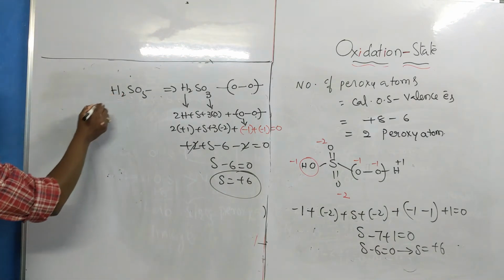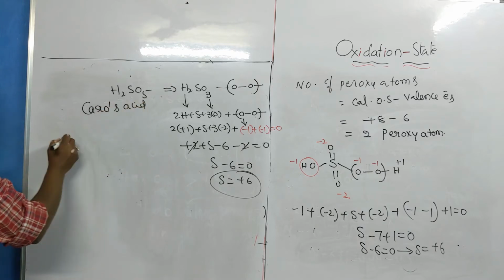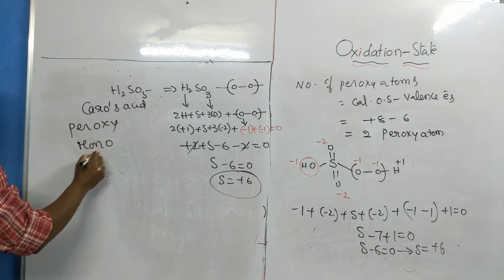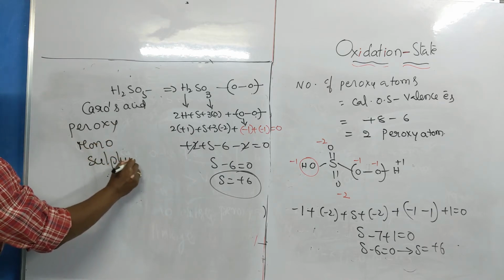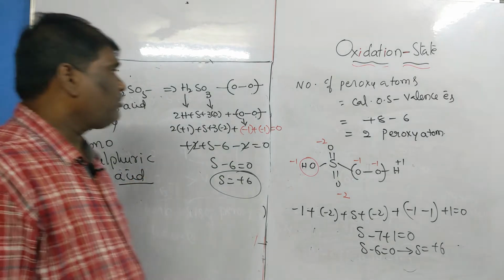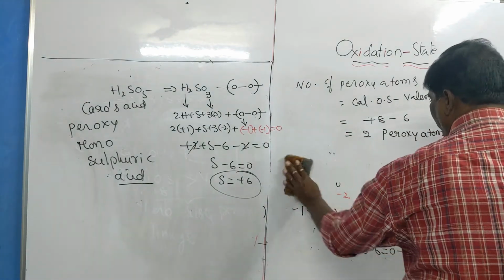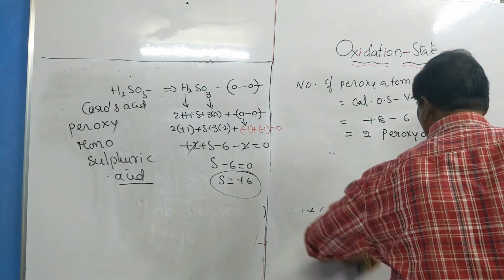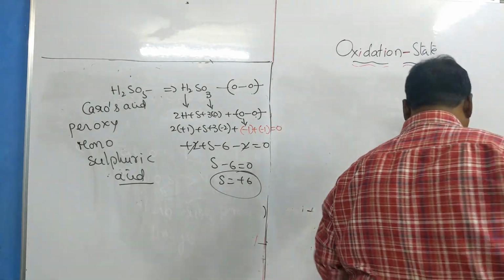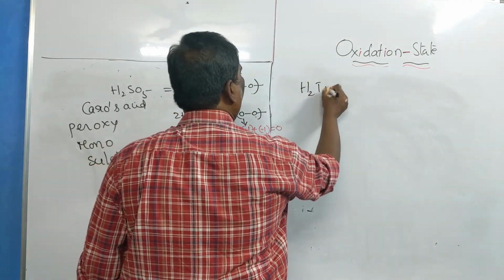You know, this is known as Caro's acid. This is also known as peroxymonosulfuric acid. Similarly, I am going to explain one more molecule. That is H2TiO4, pertitanic acid.